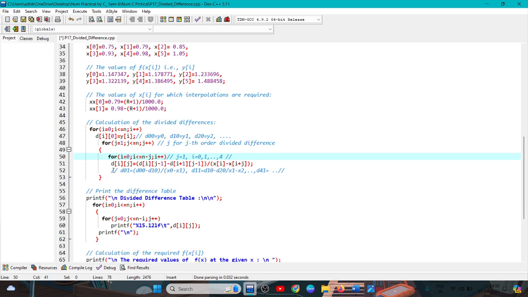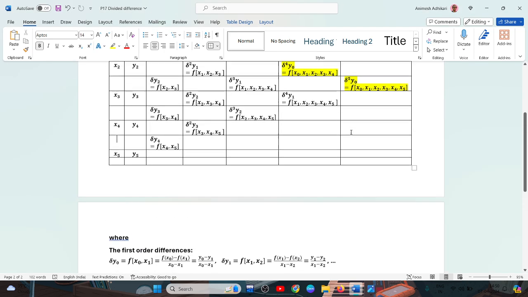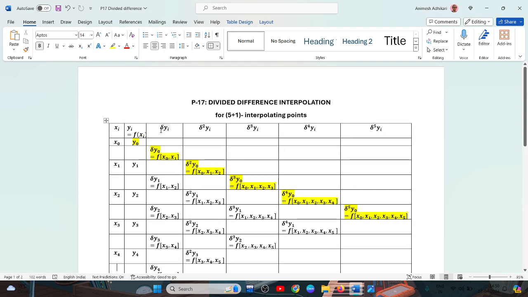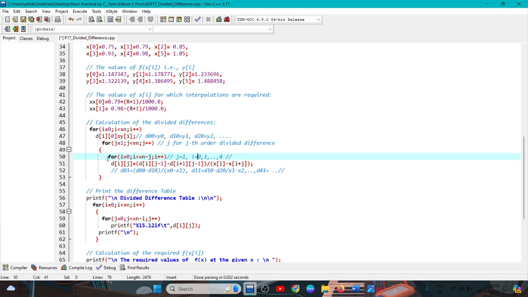Next for the j loop, j equal to 1, j less than or equal to n, j plus plus. j means the jth order divided difference. When j equal to 1, this is the first order difference. j equal to 2 is the second order divided difference. That is, j equal to 1 is delta y, j equal to 2 is delta 2 y, j equal to 3 delta 3 y, j equal to 4 delta 4 y, and so on. So next for i equal to 0, i less than or equal to n minus j, i plus plus.